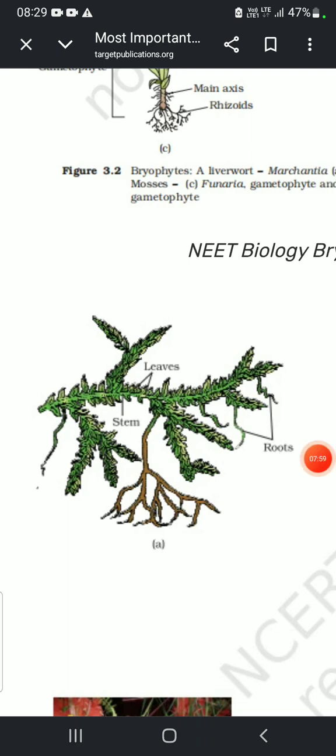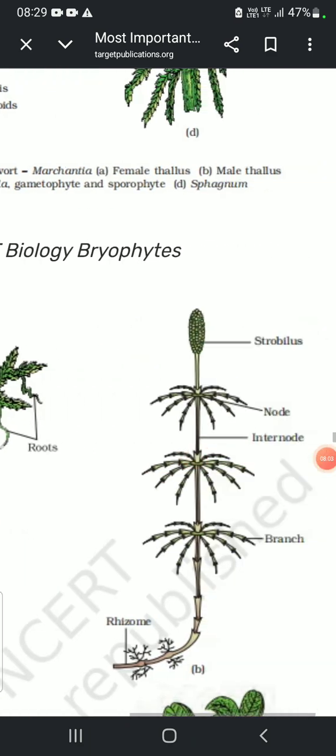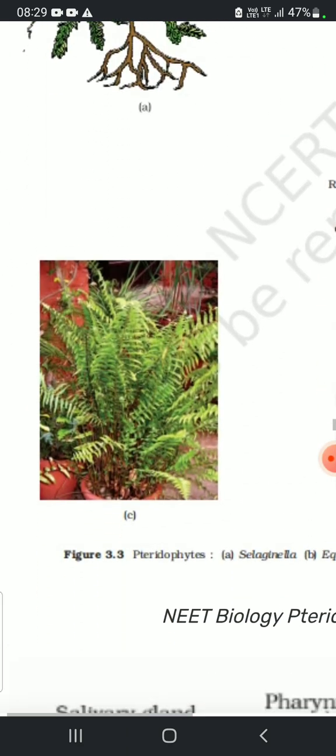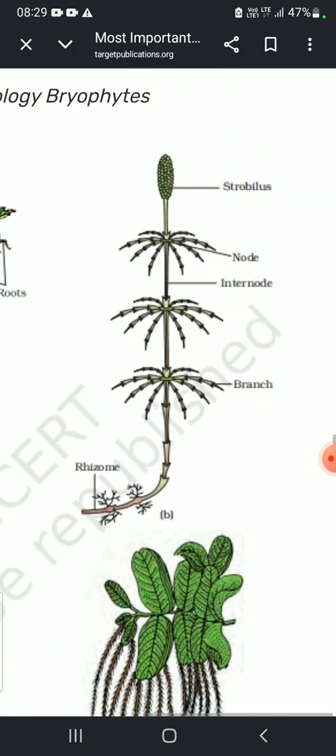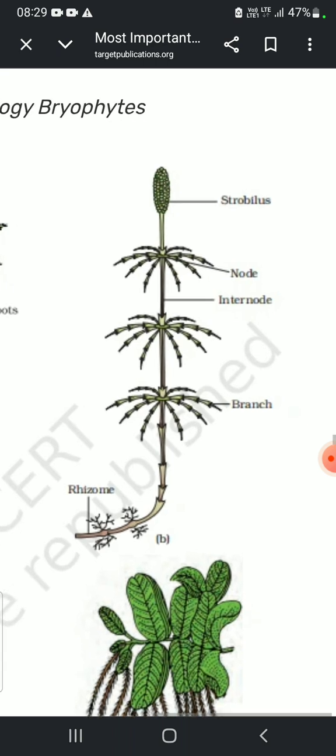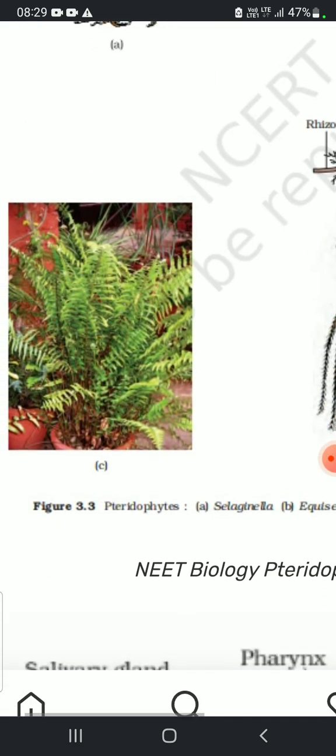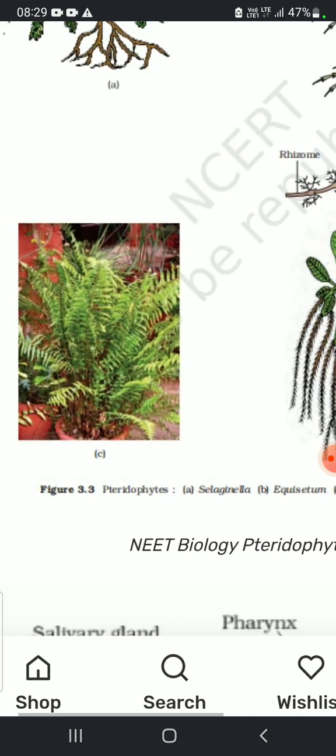In Selaginella we can see the leaves, then stem, and then roots. Next is the equisetum diagram. Here you can see equisetum. It has strobilus, then we can see the nodes, then internode, then branches, then rhizome is given. Next we can see the fern diagram.